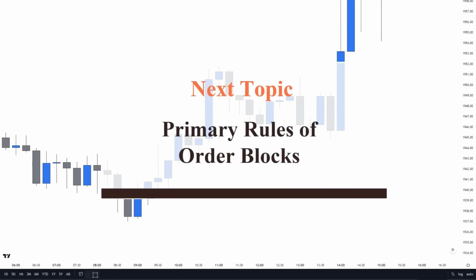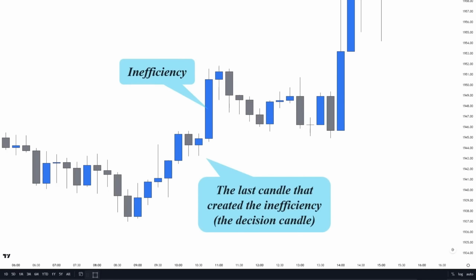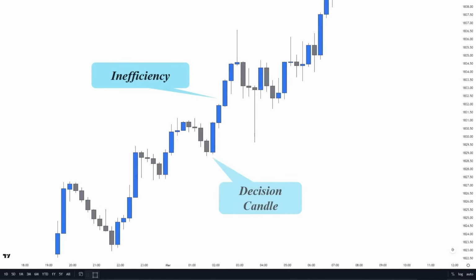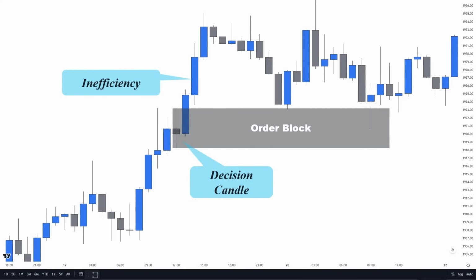So first let me explain some of the primary rules about order blocks in the smart money concept. Basically, we consider the last candle that created the inefficiency as the order block zone, which we believe that the decisions are made during this candle. Sometimes order blocks are at the start of an impulsive move, and sometimes in the middle of the movement, in the form of a candle with the same or opposite color.